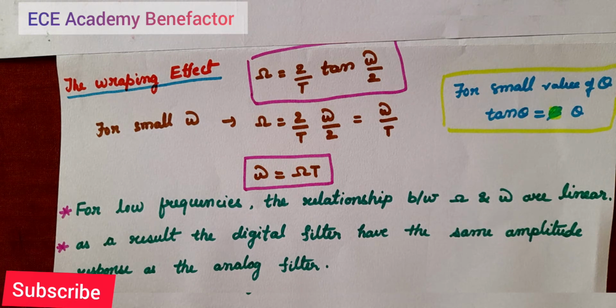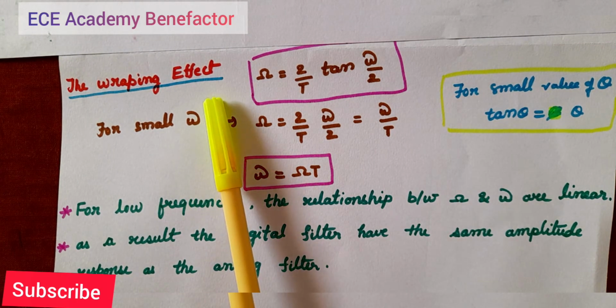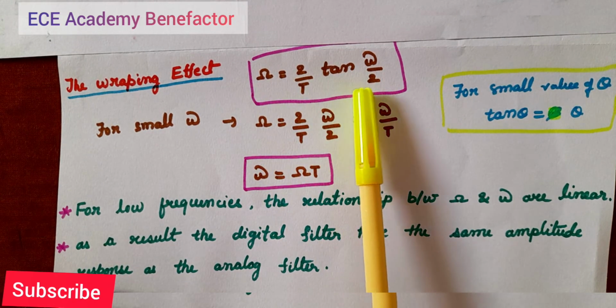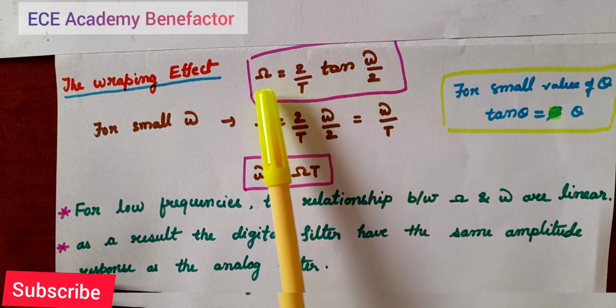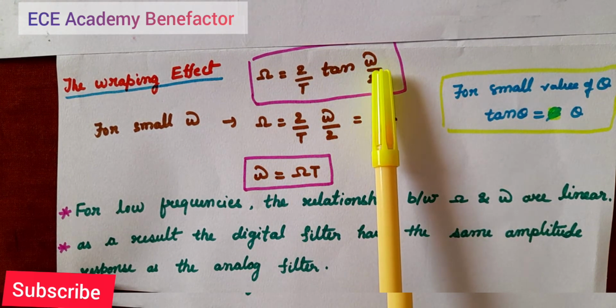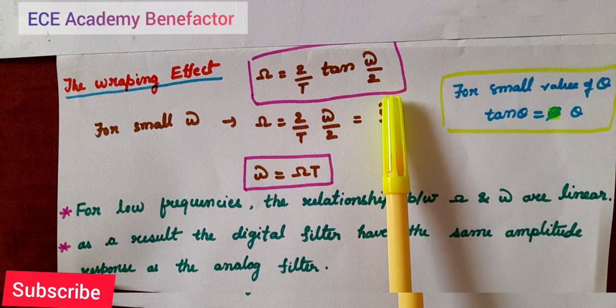It is a drawback of the bilinear transformation method, and we will see its effect on the amplitude response and phase response of a digital filter. So, let us start the wrapping effect. We have derived the equation ohm is equal to 2 by T tan omega by 2. Ohm is the analog frequency, omega is the digital frequency. This equation we have derived in the previous video class.